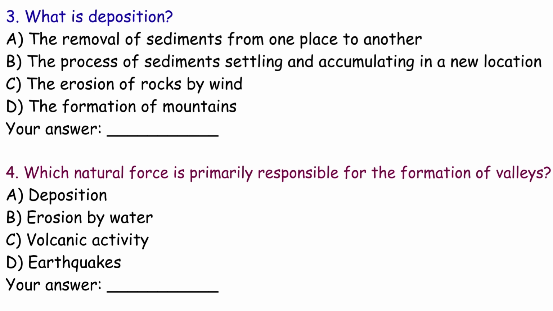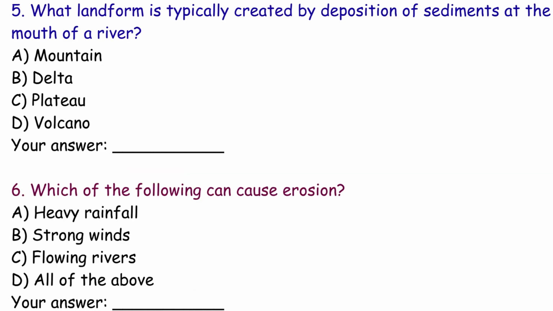A. Deposition. B. Erosion by water. C. Volcanic activity. D. Earthquakes. Your answer. 5. What landform is typically created by deposition of sediments at the mouth of a river? A. Mountain. B. Delta. C. Plateau. D. Volcano. Your answer.